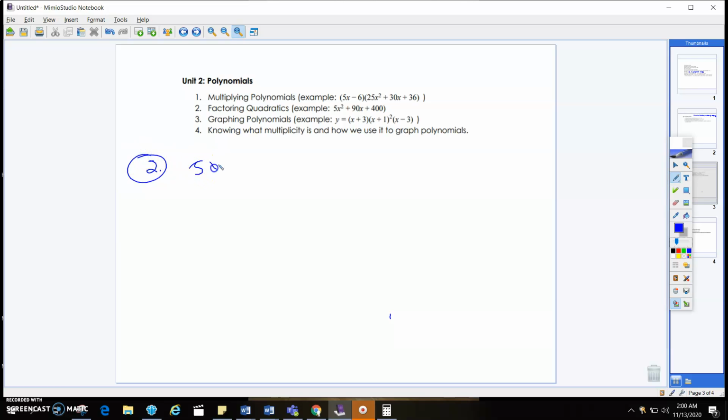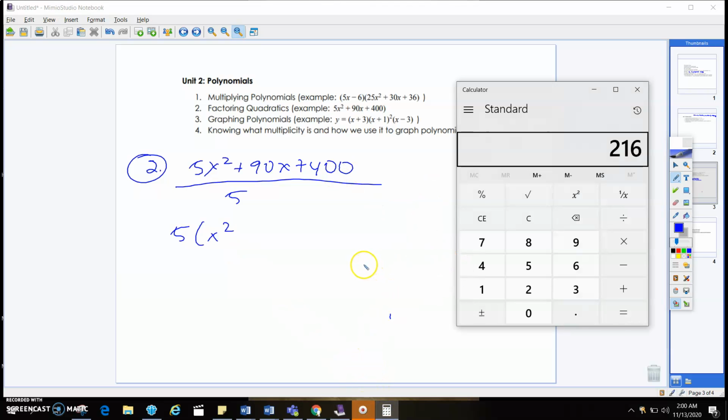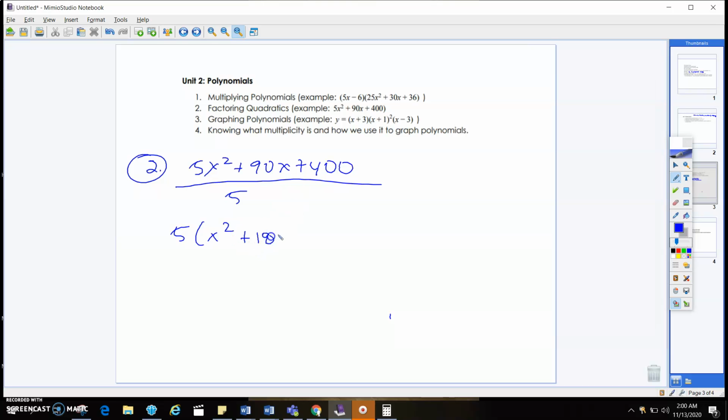Factoring. So you got 5x squared plus 90x plus 400. These all are divisible by 5, so I'm going to take out the greatest common factor of 5. Because I'm not sitting here trying to figure out what factors of 2,000 is. Okay, so I'm going to take 90 divided by 5. Oh, I'm sorry. Not having the lock key on is probably important, just saying. Okay, and then 400 divided by 5 is going to give me 80.